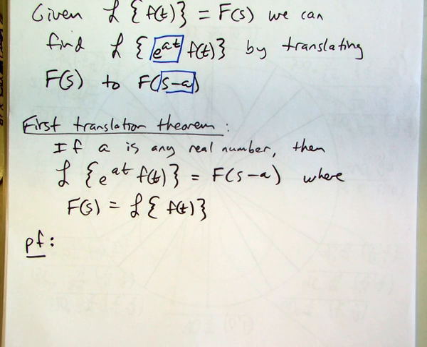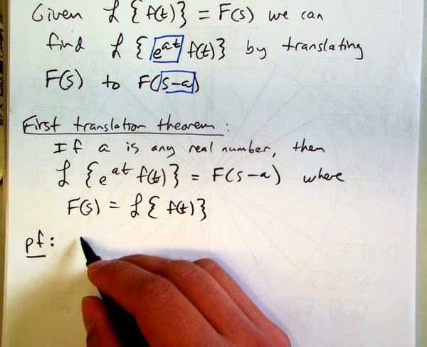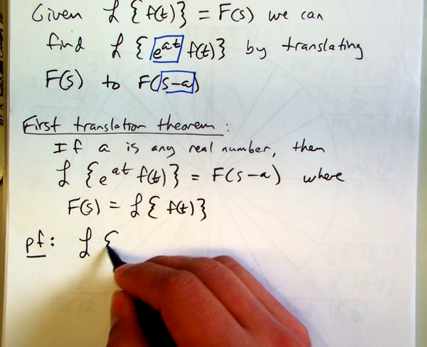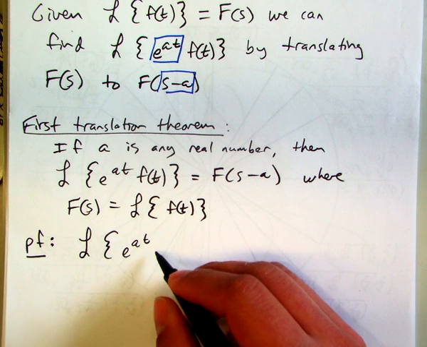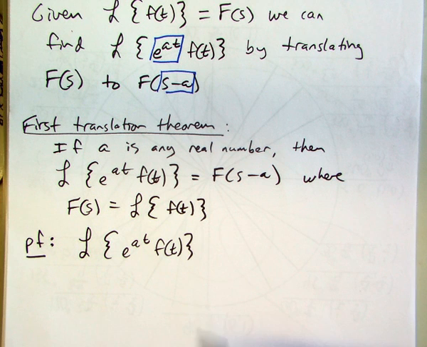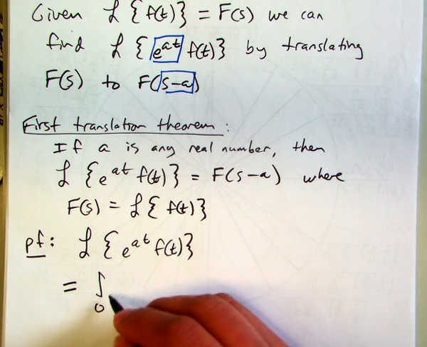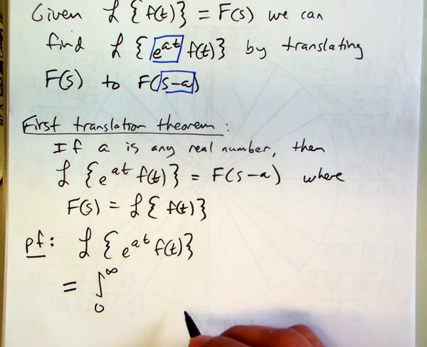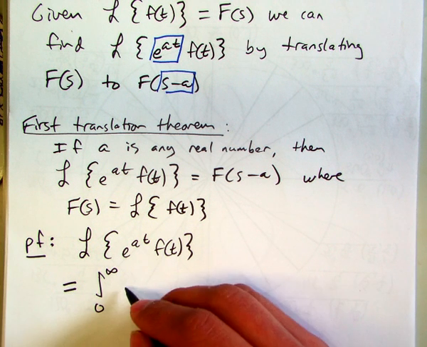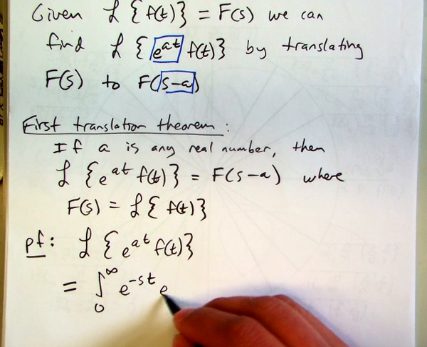So we start with what we know, and we don't know much except that we're trying to take the transform of e to the at f of t, so we'll just get right into it. If we're trying to take the transform of e to the at f of t, the only thing that we can really use here is the definition, because we don't have really any other givens. So the definition would be to integrate from 0 to infinity. We have e to the minus st, and now instead of f of t, we put the entire function in the integrand.